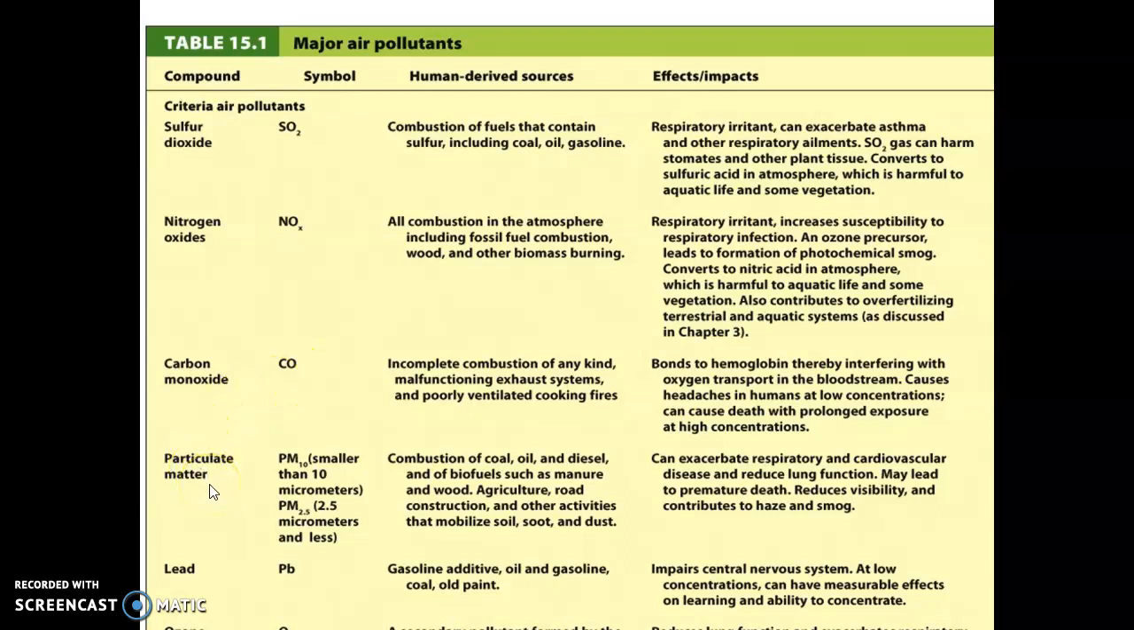Next, we have particulate matter. That's written with a capital P, a capital M, and then a subscript of either 10, meaning smaller than 10 micrometers, or 2.5, which is very small, smaller than 2.5 micrometers. Next, we have lead. Lead is written with a capital letter P and a lowercase b. The origin of the symbol for lead, the Pb, is from a Latin word, which is plumbum. Plumbum is spelled P-L-U-M-B-U-M.